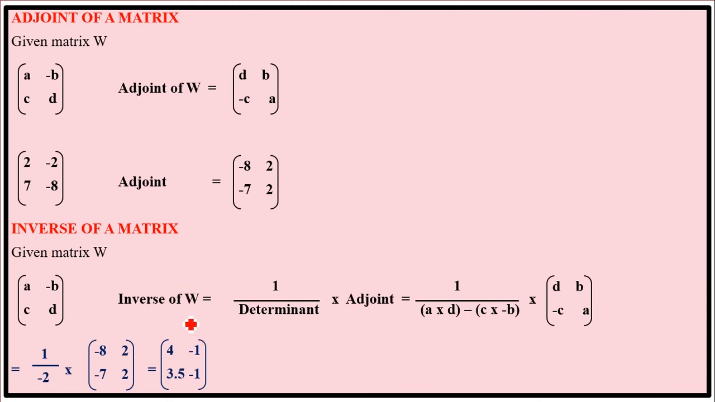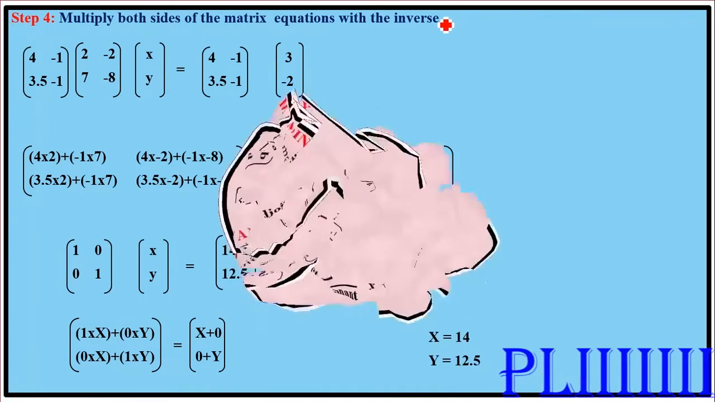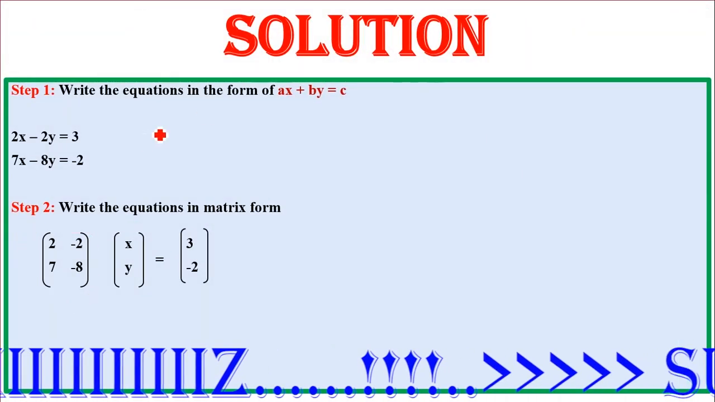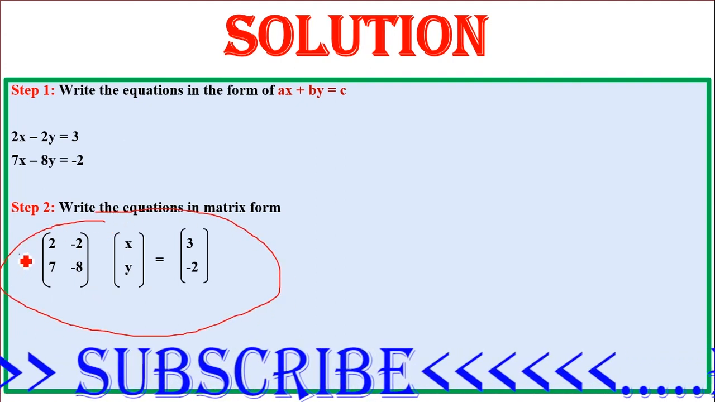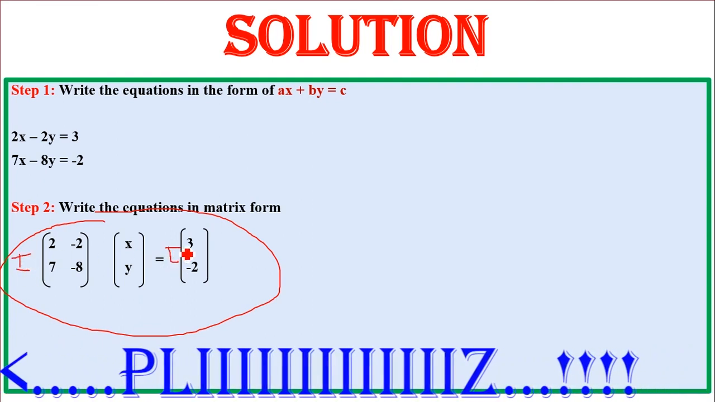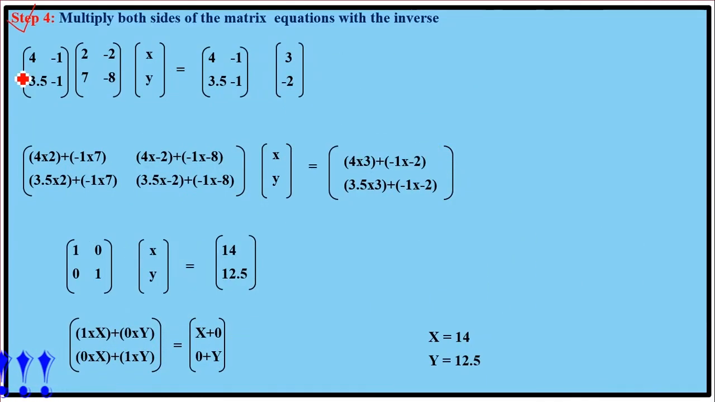Then after knowing how to get the inverse of that matrix, we now move to step 4. In step 4, you multiply both sides of the matrix equation with the inverse. The matrix equation that we are talking about here is the first equation that we developed. So in this equation, we need to multiply by the inverse of this matrix, then you multiply by the inverse of the matrix on this other side. So this is the inverse of the matrix. We multiply by it here, and it is here on the other side.